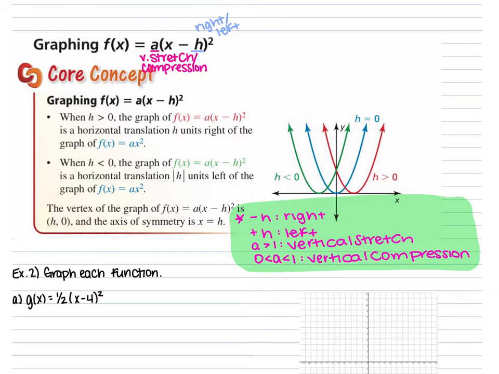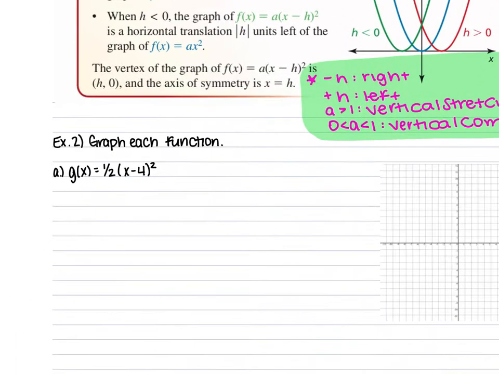So our whole idea with these is to state the transformations. What type of vertical stretch or compression do we have, and by what factor? And then are we going left units or right units? If we look at example 2a, yes, it tells us to graph the function. However, I do not want you to graph it. I just want you to state the transformations.